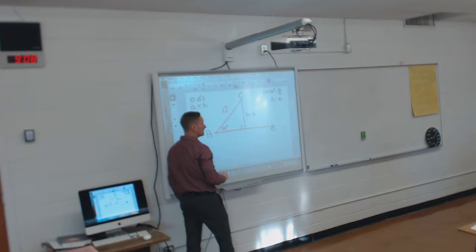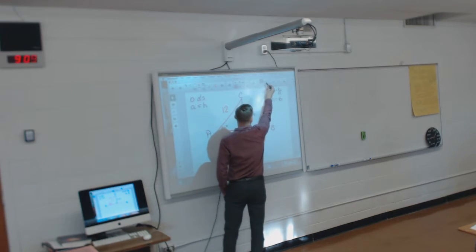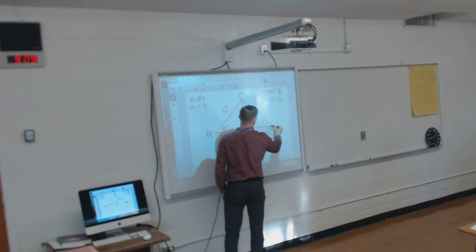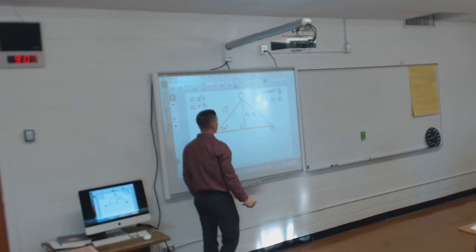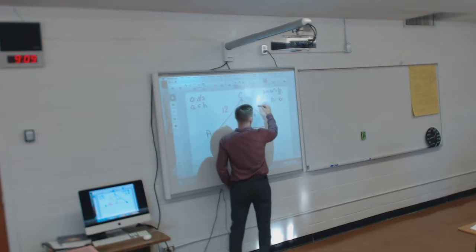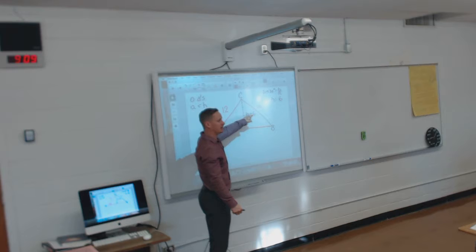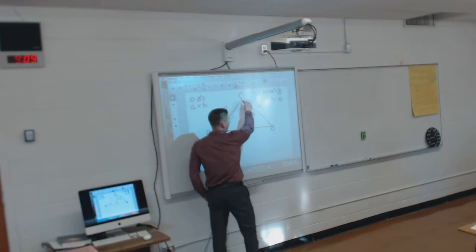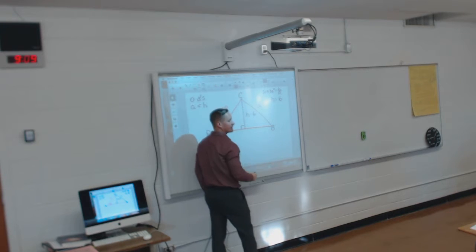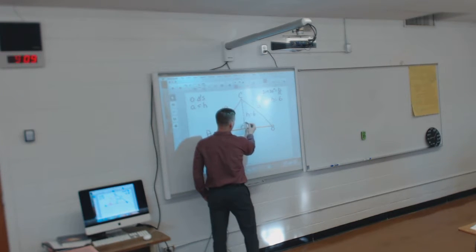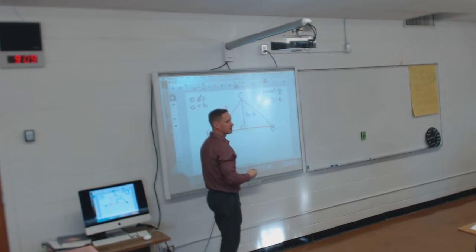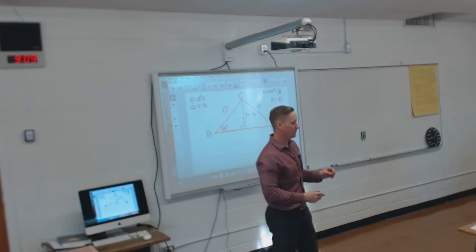Does that make sense? So this side right here, that side is side A. If the measurement given to me for side A is less than the height, I have 0 triangles because that line won't reach the bottom. So if it was a length of 5, it would only come up to right here. If it was a length of 4, it would only come up to right there. It wouldn't reach the other side, so I have 0 triangles. You okay with this?